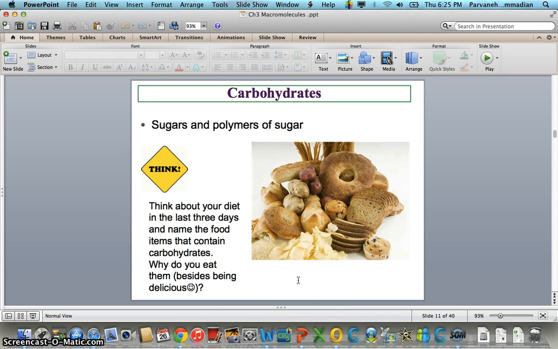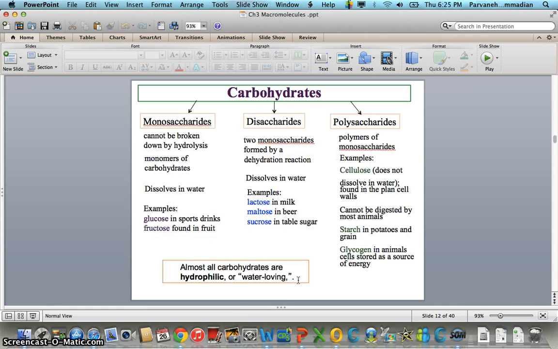Let's start with carbohydrates. You already are familiar with carbohydrates, and we know we consume a lot of carbohydrates throughout the day. And they consist of monosaccharides, disaccharides and polysaccharides. Di means two, poly means many. And monosaccharides, obviously, we're talking about one Lego piece. They cannot be broken down. Important examples are glucose and fructose. Then we have disaccharides. Di means two, so obviously they're formed from 2 monosaccharides. Example would be lactose, which is the disaccharide that is found in our milk. Maltose is found in our beer, and sucrose, in fact, is our table sugar.